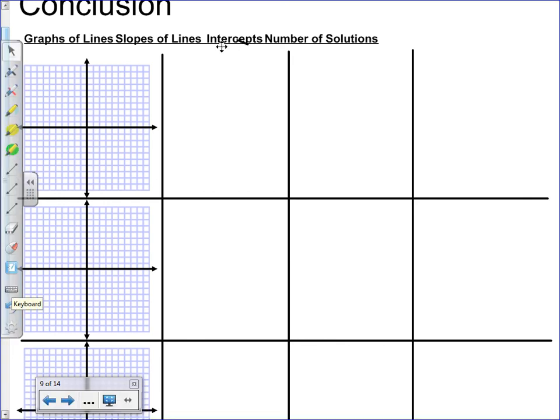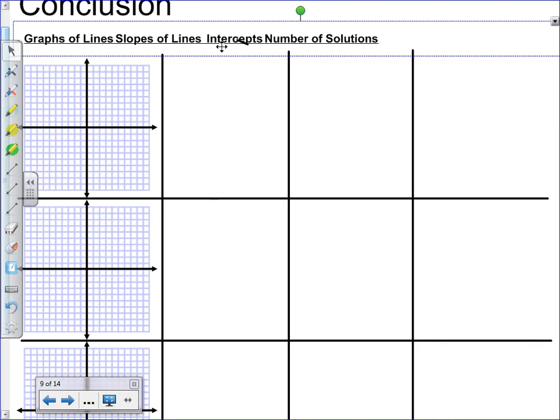Okay, Valeria. So I have the slope, the y-intercept, and the number of solutions. This is how it should read. Sorry it didn't come up.